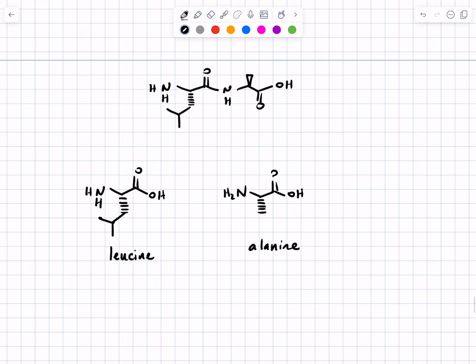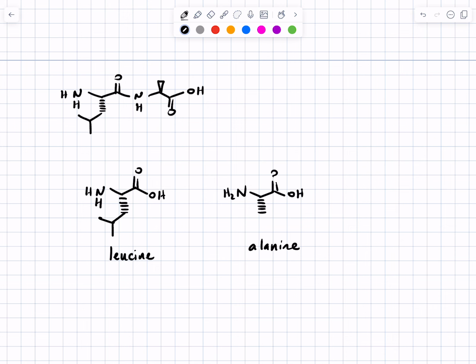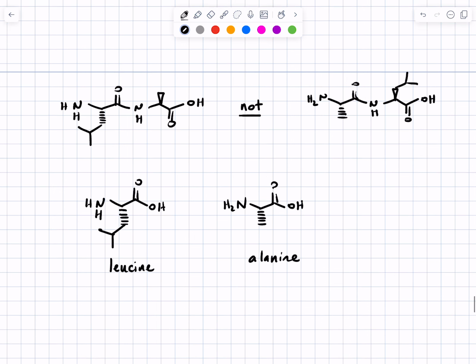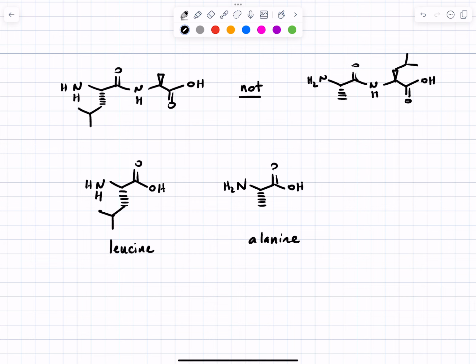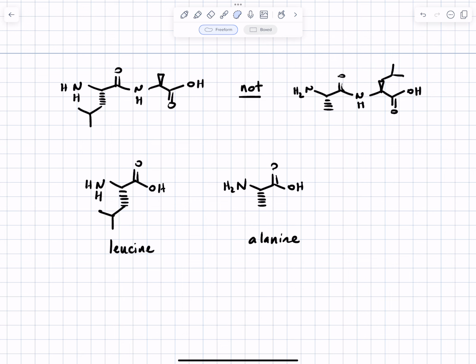And notice that I want to make the leucine-alanine dipeptide. I don't want to make this isomer where the alanine comes first. Probably because I'm opposed to alphabetical order or something, I don't know. And this highlights a point that's important for peptides, and that is they have directionality.